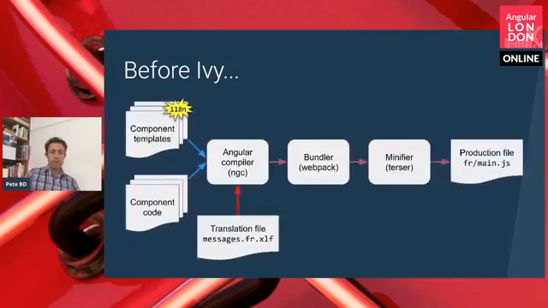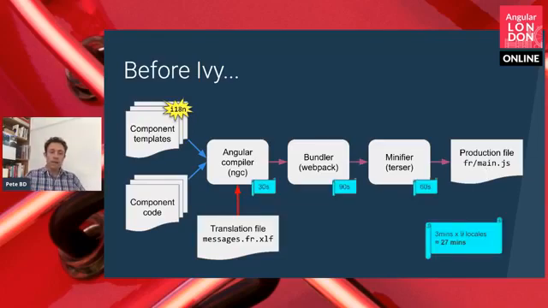To see that more visually, on the left we have component templates containing these i18n attributes, some component code, and other application code. Then the Angular compiler runs, and you pass it a translation file. The translation file tells the Angular compiler what to replace these messages with. The output of that is a translated application, but it hasn't been bundled or minified yet. So it then has to go through the pipeline of bundling and the minifier. And finally, you get a production file out the other end, which is in a particular language.